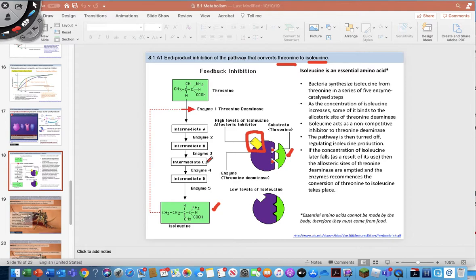That's pretty much it for negative feedback inhibition. That's it for today.